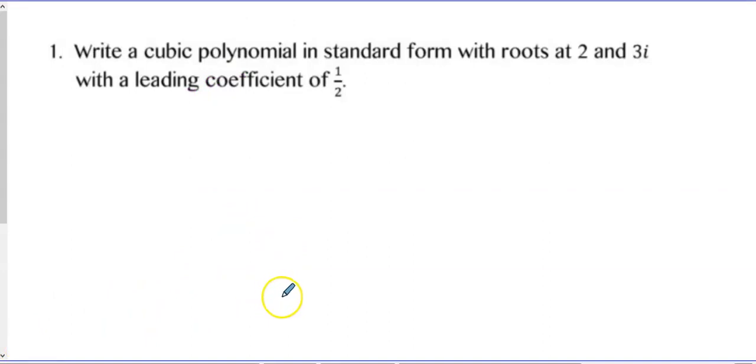Okay, here we go. Number 1 on page 14, the first example says, write a cubic polynomial in standard form. We have roots at 2 and at 3i. Leading coefficient is the a value, so leading coefficient of 1/2. First of all, I know it's a cubic polynomial, so I know it's got to add up to 3.